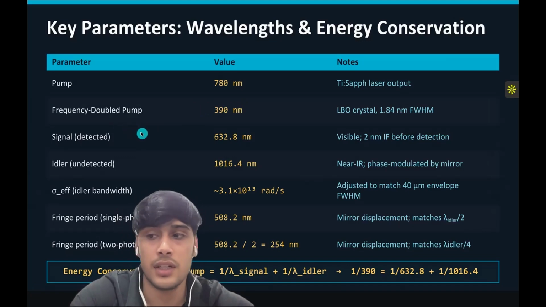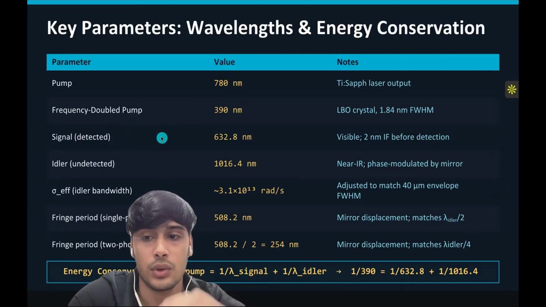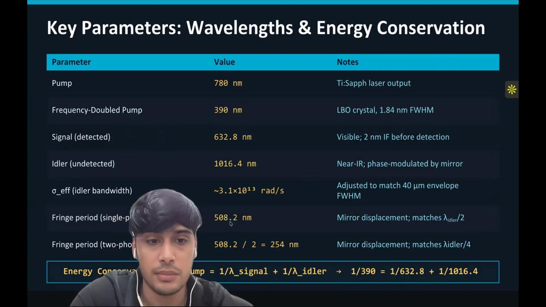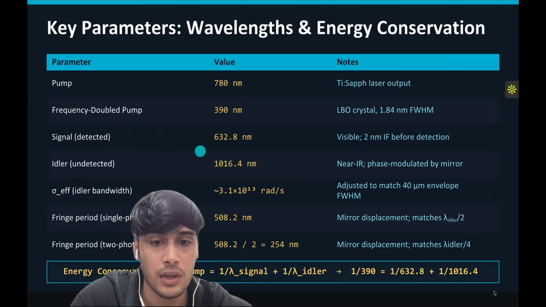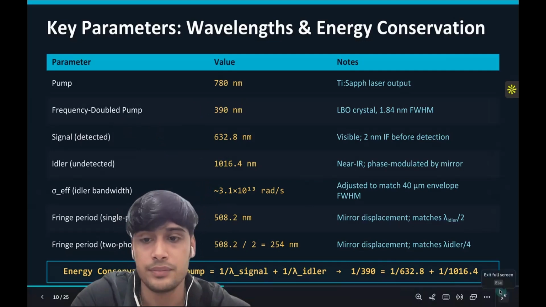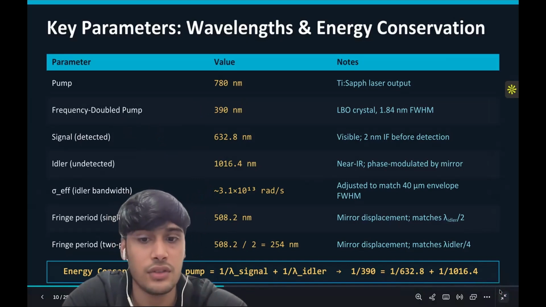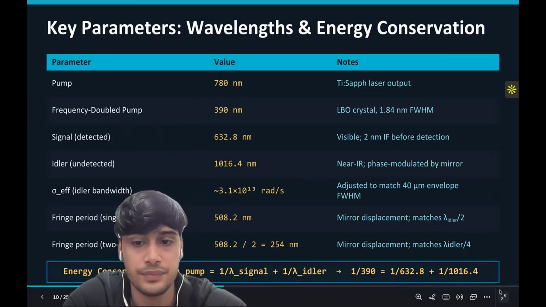The single photon fringe period is lambda idler over 2, which is 508 nanometer of mirror displacement, and the two photon fringe period is lambda idler over 4, which is 254 nanometer. The halving is the direct experimental signature of the two photon induced coherence.